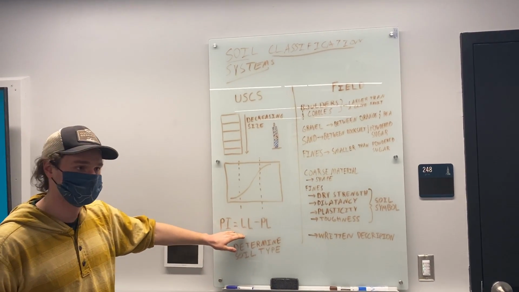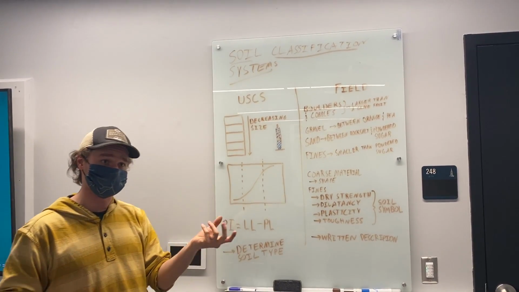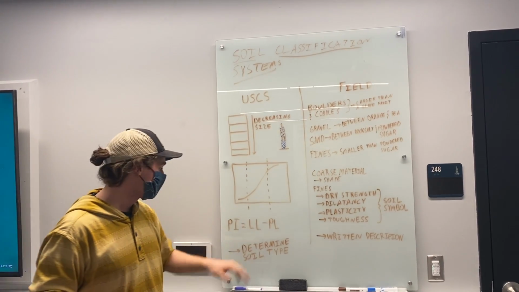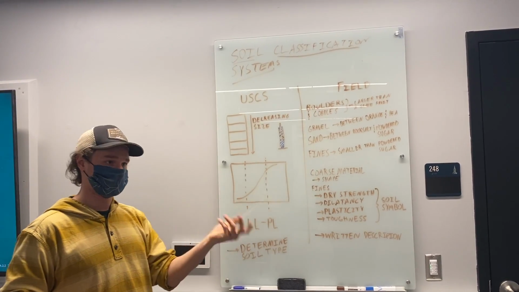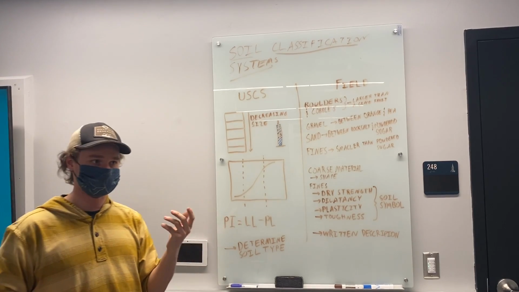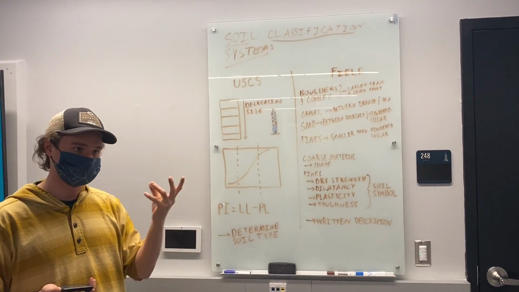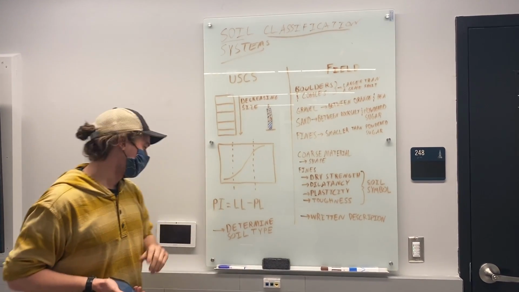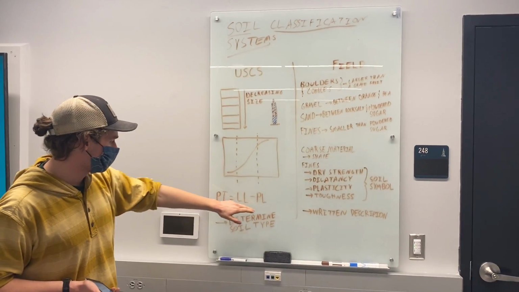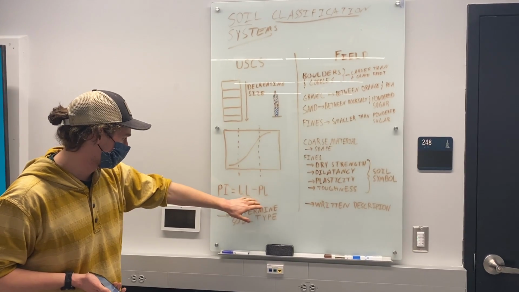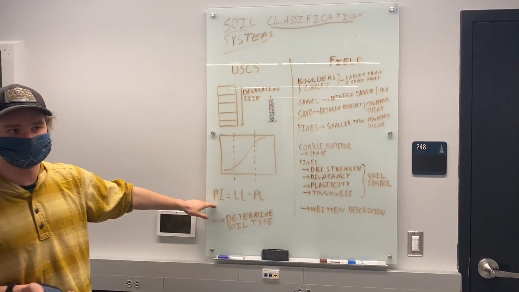The liquid limit is the water content at which the soil starts to behave like a liquid, and the plastic limit is the water content at which the soil starts to exhibit more plastic properties, or becomes more brittle. It's not as pliable anymore. You can take the liquid limit and subtract the plastic limit from it to get the plasticity index.